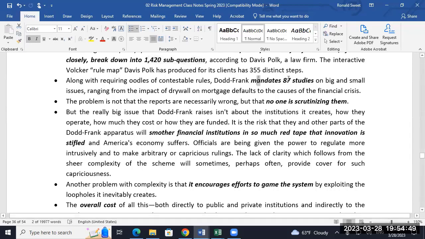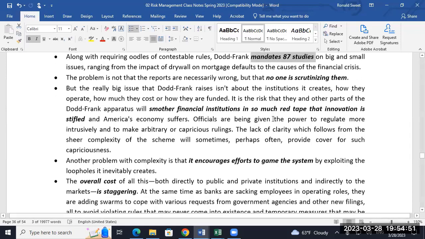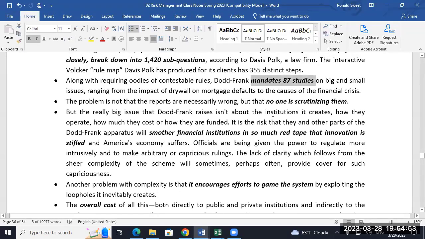It mandates 87 studies. How much money do these studies cost? I remember on Social Security, they spent hundreds of thousands of dollars on a study. I thought it was a really good study. That was very impressive. They gave it to Congress. Congress said, thank you very much, shredded it, and went on to the next study. Didn't do anything with it, didn't debate it and discuss it. So who does stuff with the study?